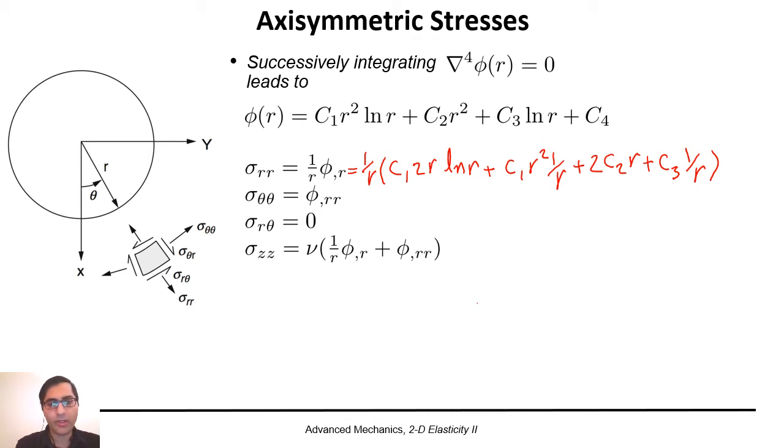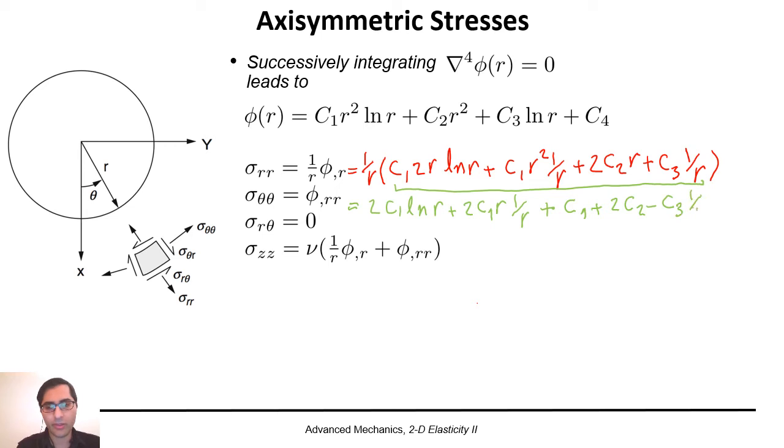But for φ,rr, I basically differentiate the term here once again with respect to r, and it results in 2c1 ln of r plus 2c1 r divided by r plus c1 plus 2c2 minus c3 times 1 divided by r to the power of 2. Okay, I'm going to simplify that as well.